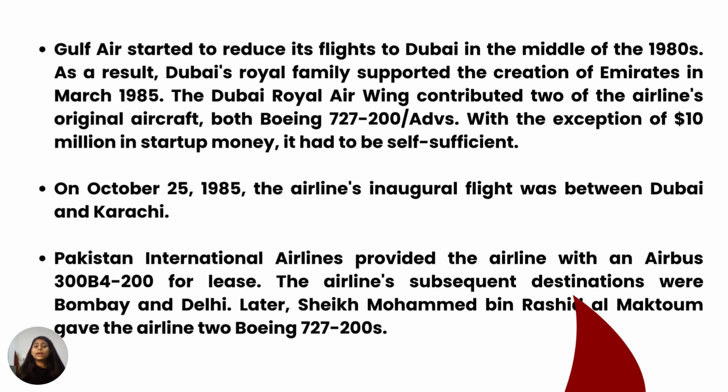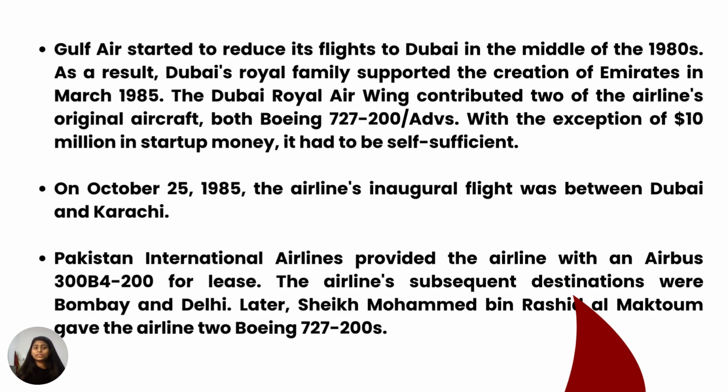Dubai's Royal Air Wing contributed two of its original aircraft, Boeing 727-200s, with the exception of $10 million in startup money, and the airline had to be self-sufficient. So the royal family contributed these original aircraft for the establishment of Emirates. On October 25th, 1985, the airline's inaugural flight took place, between Dubai and Karachi.